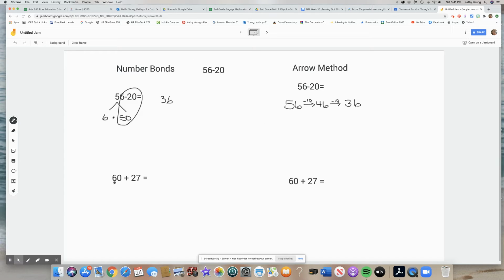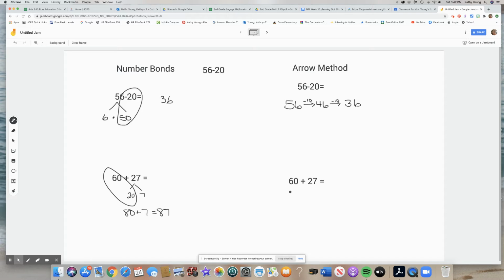Addition, what that looks like, 60 plus 27 in a number bond. I would break that 27 into a 20 and a 7. I would add that 60 plus 20, which is 80, and then add the 7 when I was finished. So that would give me an 87.